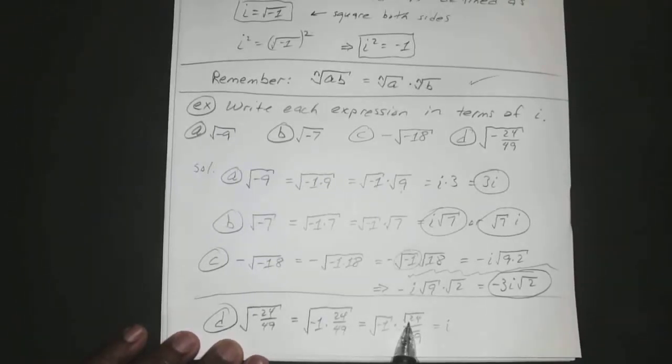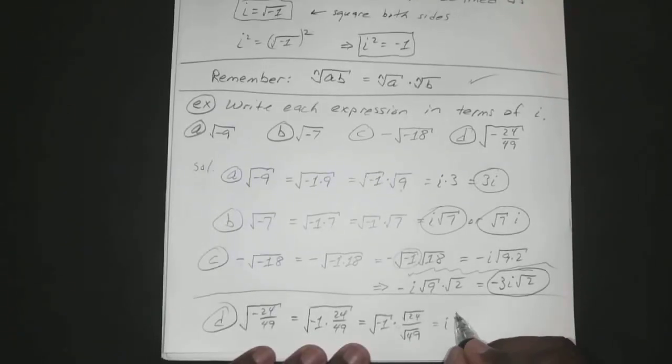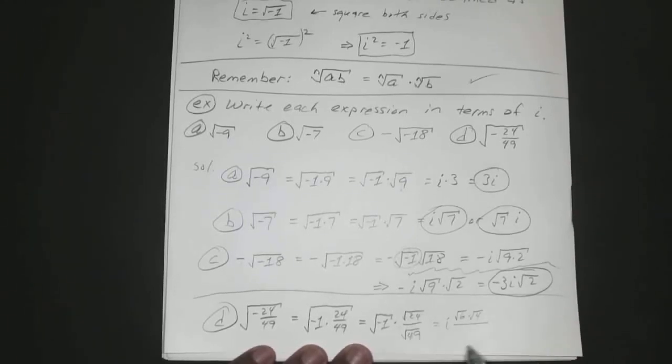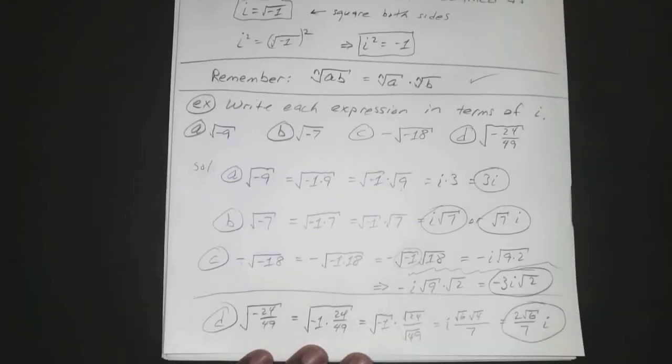And the square root of 24, remember that's 6 times 4. That's the square root of 6 times the square root of 4, over the square root of 49, which is just 7. Okay, the square root of 4 is 2. So that becomes 2 square root of 6 over 7, and we'll put the i behind it this time.